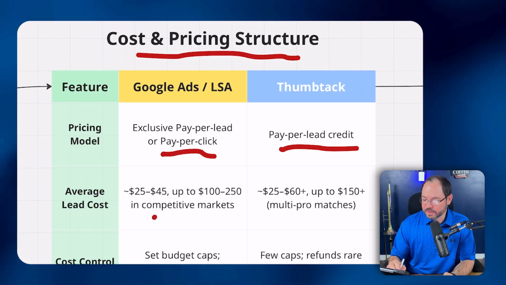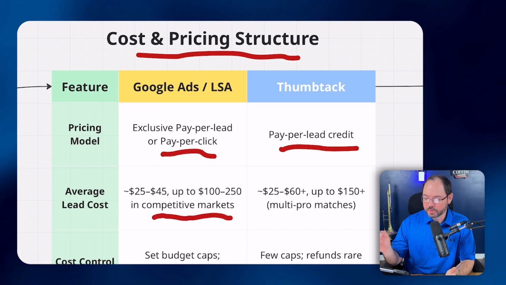Second is average lead cost. If you're in a competitive market doing local service ads, typically you're looking at $25 to $45 a lead. Sometimes it can get up to $80 to $100 depending on your market. And if you're doing pay-per-click, usually it can be anywhere between $100 and $250, depending on what your market is and what your business is. Like if you're a roofing contractor, it can be a lot more money because you're putting on $10,000 to $15,000 roofs, versus somebody doing tree service that may cost $500. So different demands as far as the market.